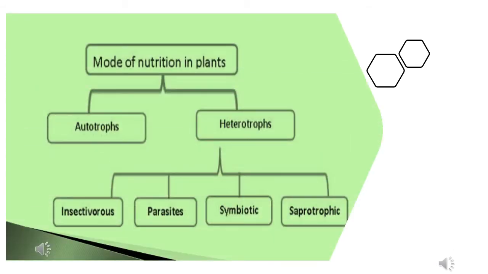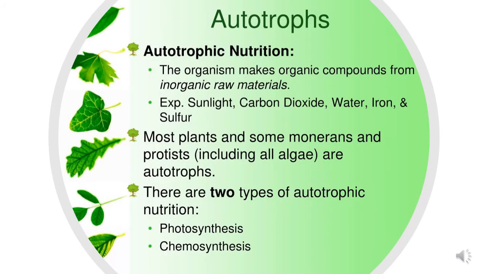So the mode of nutrition in plants is classified on the basis of from where they get their food. Okay, so we have the first classification, the first level, that is autotrophs and heterotrophs. This we have learned in our lower classes also, right? And then further, heterotrophs are classified into insectivorous, parasites, symbiotic, and saprophytic. Yes, we are going to learn each one of them in detail. So first we start with the autotrophs.